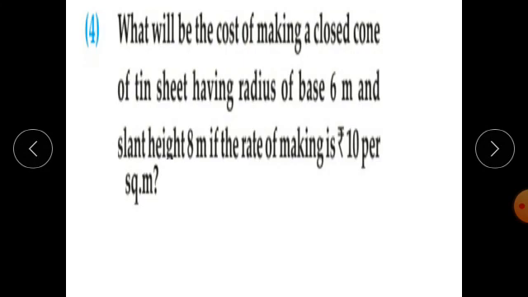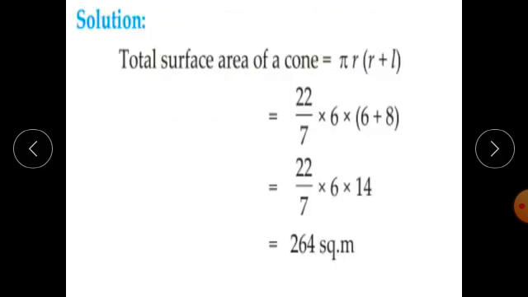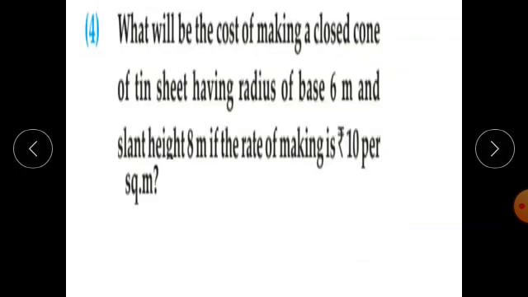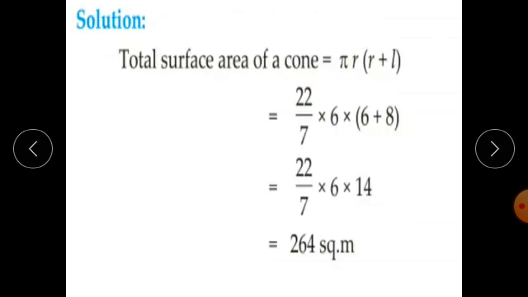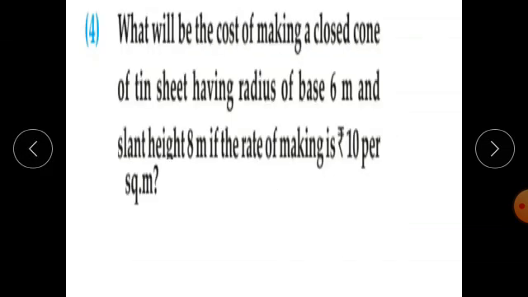It means you have to find out the total surface area of a cone. So total surface area of a cone equals pi r into r plus l. The value of pi is not given, so you can substitute 22 upon 7 into radius of base, which is given as 6. Then in the bracket, r plus l means 6 plus l, where l is the slant height, and slant height is given as 8.